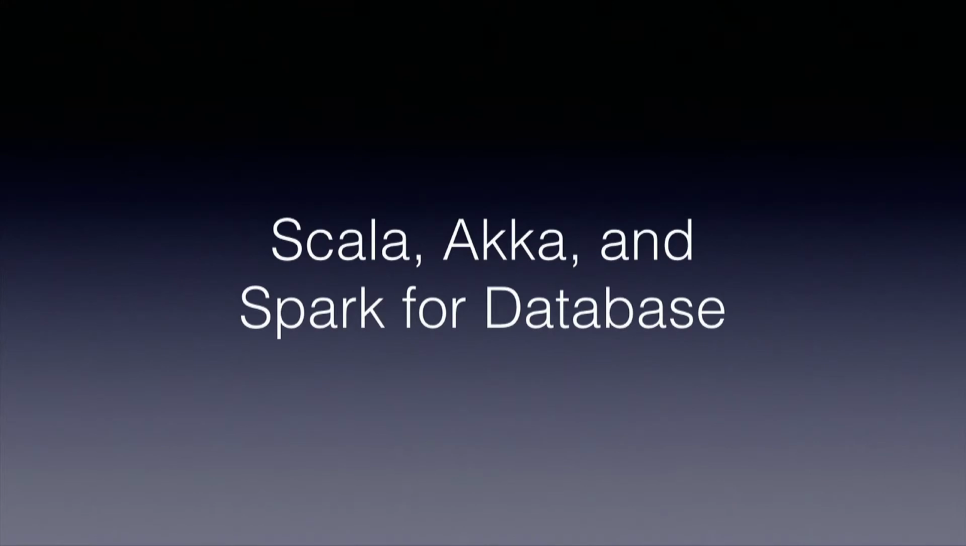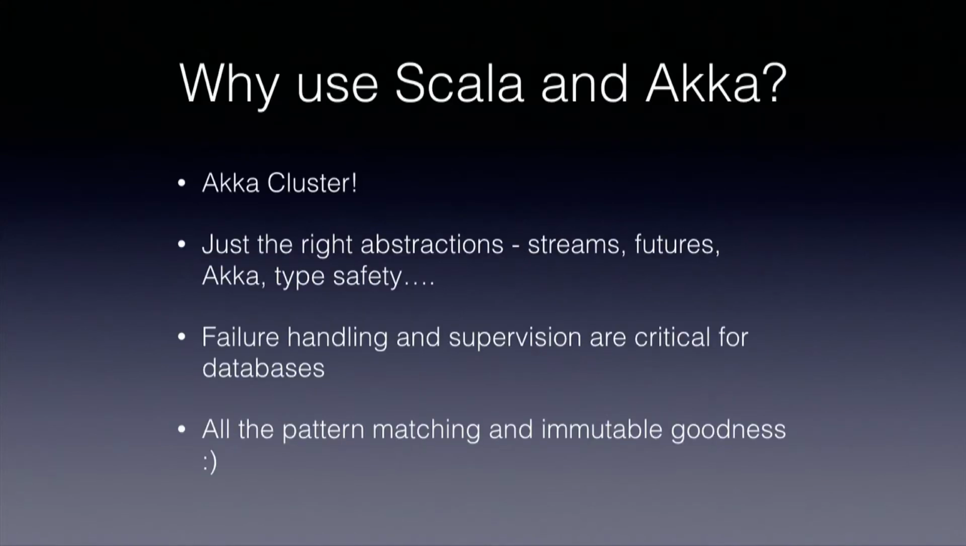So using Scala and Akka and Spark for a database. So first of all, why use Scala and Akka? I would say that a big part of it is that we really get a lot of the right abstractions. And some of these, not all of these, are built into Scala. Akka is a library, obviously. But I think if you combine the whole ecosystem, you get a lot of really useful abstractions. You get streams, parallel reactive streams. You have futures. You have the actor system. You have distribution. You have a lot of important components that you can combine and pick.